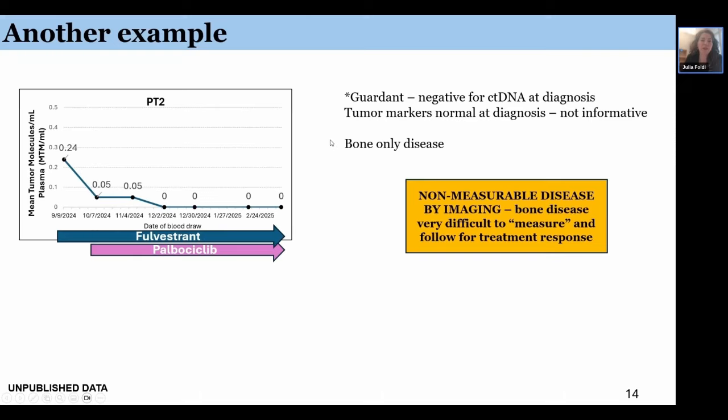This is also a patient where we did get a Guardant non-tumor informed test. So think back to the initial slides I showed. This is a test that's not personalized. It's just looking for any circulating DNA in the blood. And that test was not able to pick up any of the ctDNA because it's not sensitive enough. She also had tumor markers done at diagnosis that were all normal. So again, not informative in following how she responds to treatment. So again, in this case, the ctDNA was very informative in letting us know that she was doing really well on her treatment.